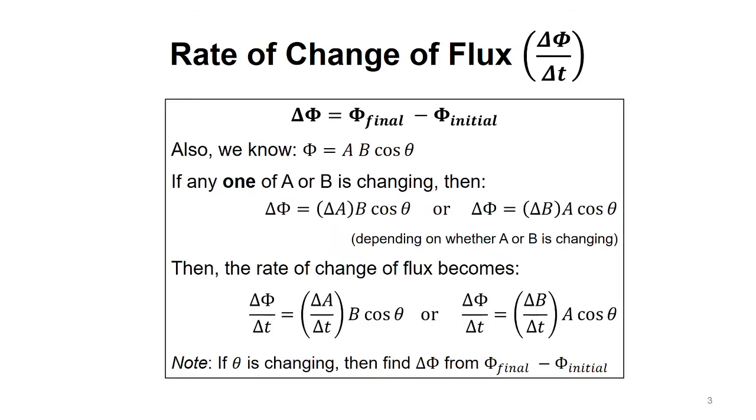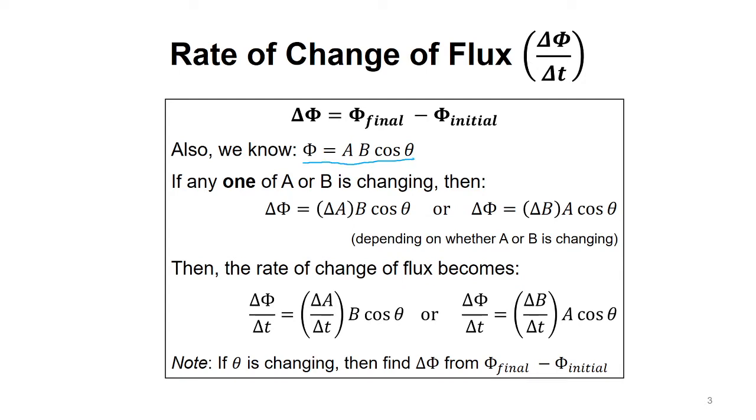Let's look at the rate of change of flux, delta phi over delta t. This is what delta phi is, the first line in the box: delta phi equals phi final minus phi initial. We have a loop where the flux is changing. The flux starts from some initial value and ends up at a final value. If you subtract the initial from the final, you get delta phi. Then we have our equation in the next line: phi equals A times B times cosine theta. Let's underline this.